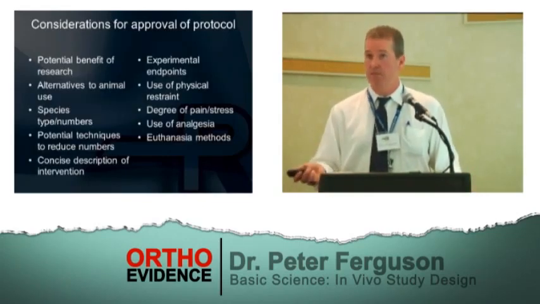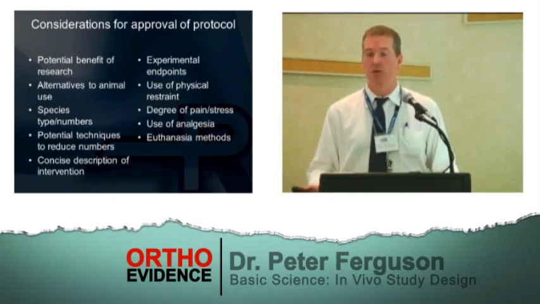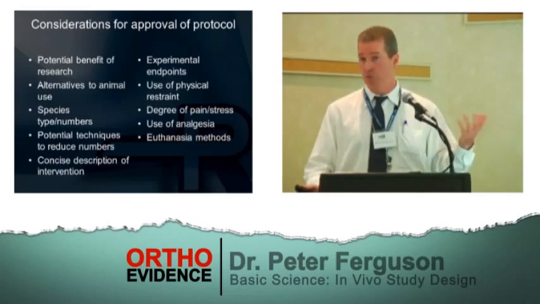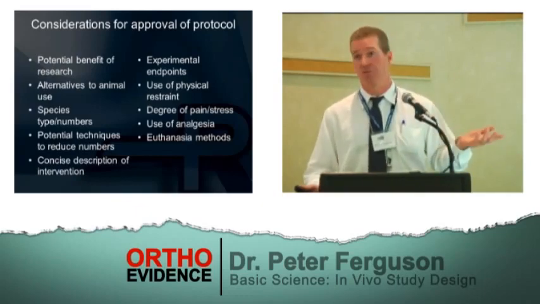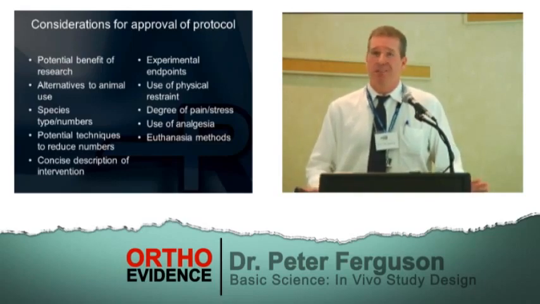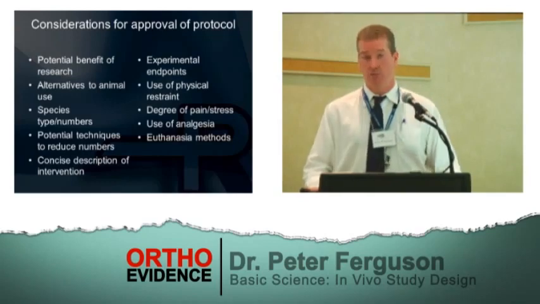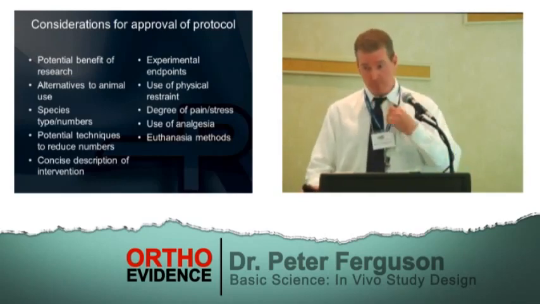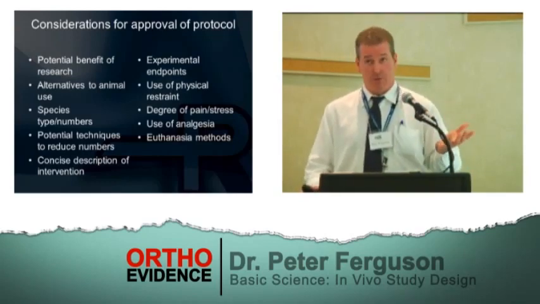They look at what's the potential benefit of your research. What are the alternatives to animal use? Is there a good mathematical model or computer model that can be done instead, or biomechanical testing on Sawbones or anything like that? What species you're looking at, what type, how many you're going to use, how you can reduce the number of animals, what your description of your intervention is.